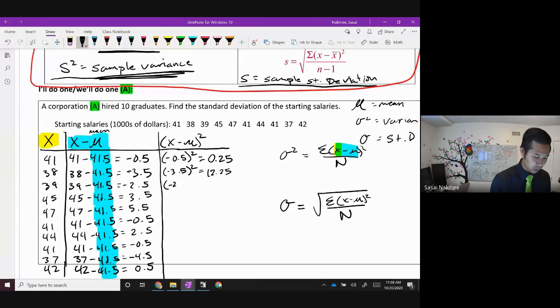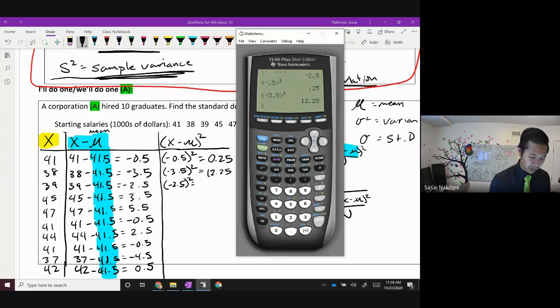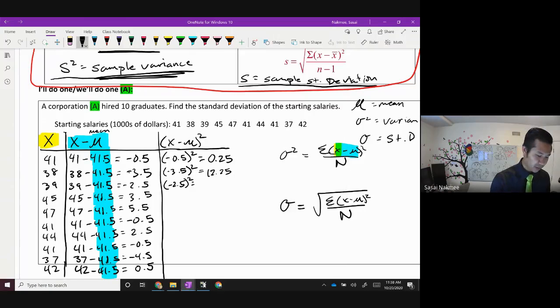Same thing with this one. This will be negative 2.5 squared. That's going to give me, let's see what I get, parentheses, negative 2.5 squared. I get 6.25. That's this one right here, 6.25. And I'm going to do that for all of these. So I'm going to do that for this next one. Do that on the calculator, and I get, oh, that's the same as the 3.5 up there. So that's going to give me 12.25. This next one down here, 30.25. This next one over here, 0.25. This next one over here, 6.25.